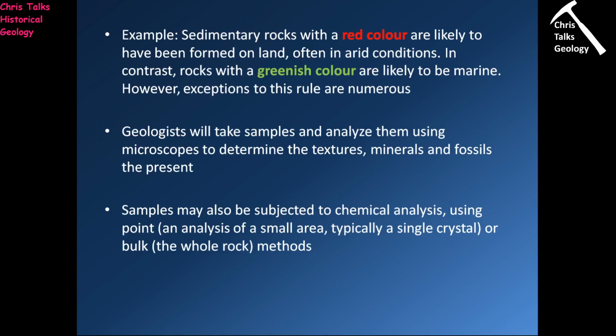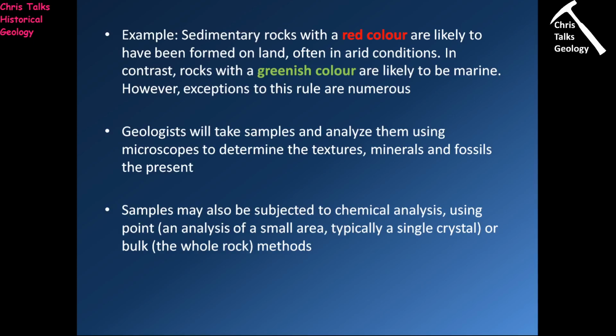The first instance is if your rock has a red colour, and more accurately, a rusty red colour. So rusty red coloured rocks are most likely to have formed in arid conditions. So you're talking desert or semi-desert environments. I will be clear though, that's not accurate all the time.